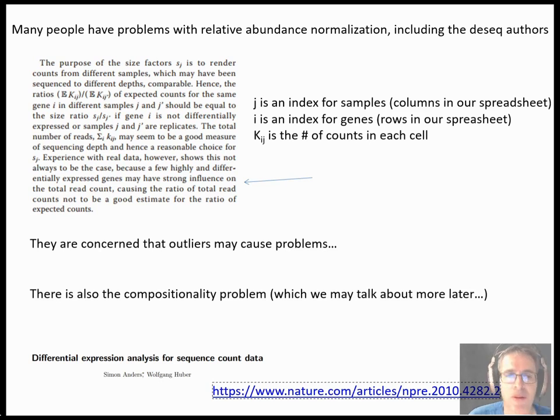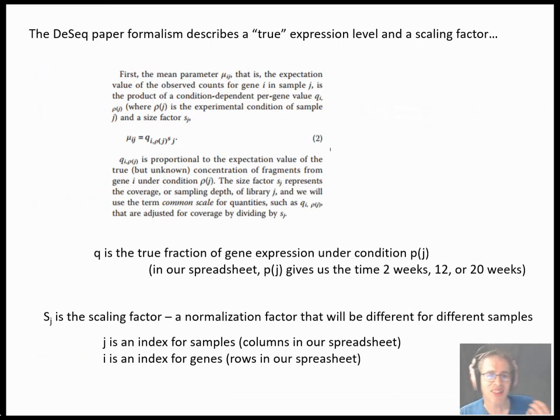So there are many other criticisms of relative abundance or naive proportions, but this is certainly one that you will see consistently in the literature. So how does DeSeq, in the DeSeq paper, how do they decide, what's their approach to this that they think will be more robust?